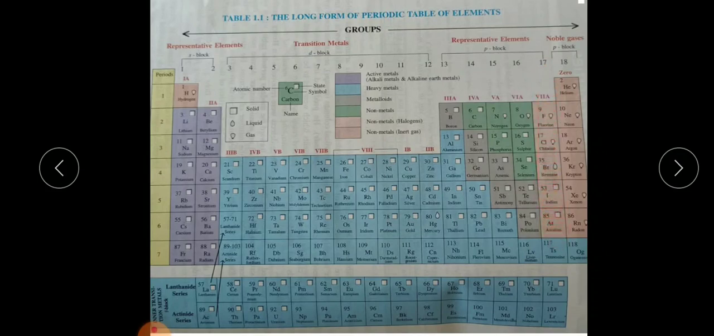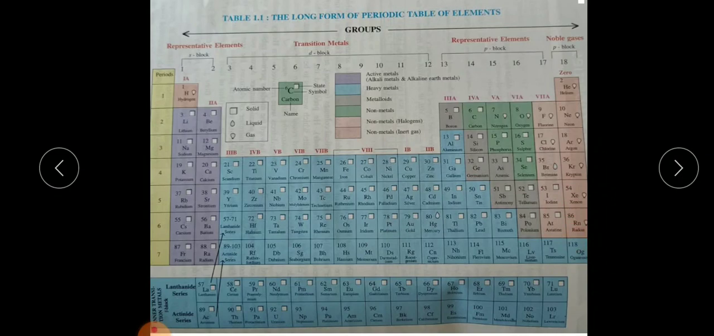Next, group 18. Group 18 is also known as inert gases or noble gases, or we also call it group 0 elements. In this we have helium, neon, argon, krypton, xenon, radon. They are inert gases because they have a stable electronic configuration. They have 8 electrons in the outermost shell, except the first one, helium, which contains only 2 electrons. So these are the important groups.